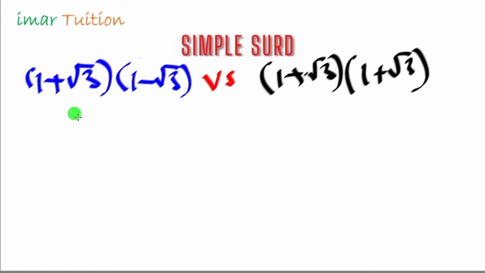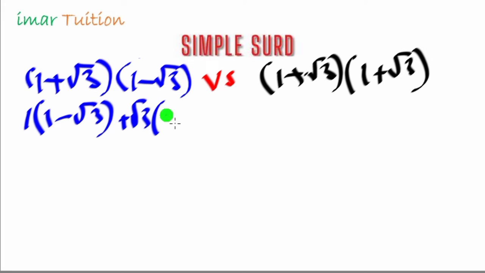We'll use 1 to multiply everything here. We'll now have 1 bracket. Whatever we have here, 1 minus root 3 plus root 3 bracket 1 minus root 3, right? 1 times 1 will give you 1. 1 times minus root 3 will give you minus root 3.